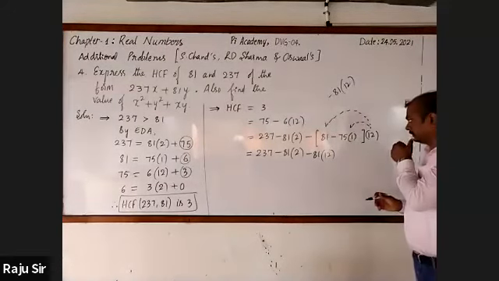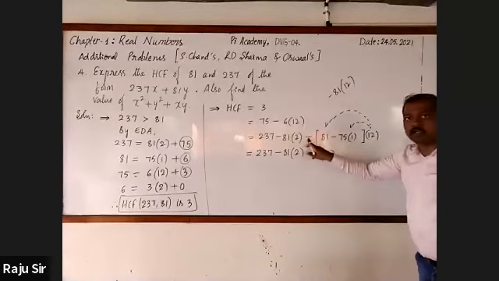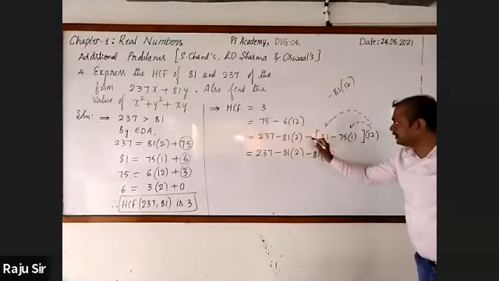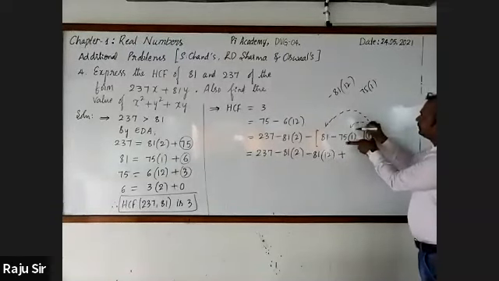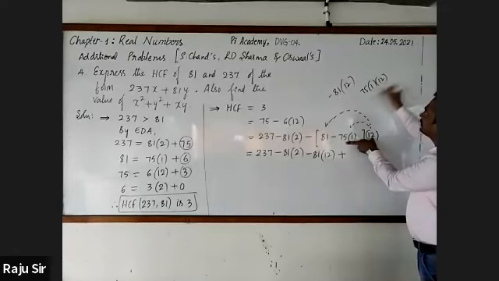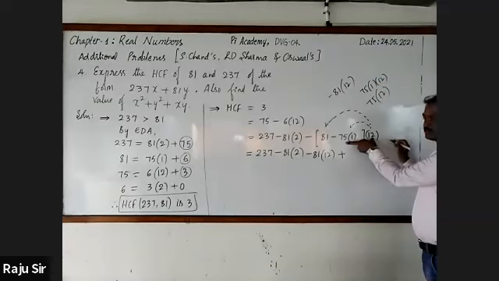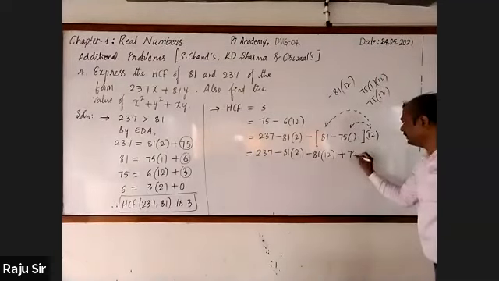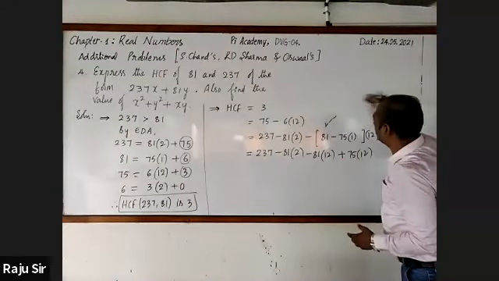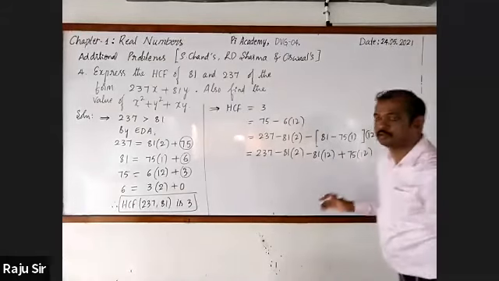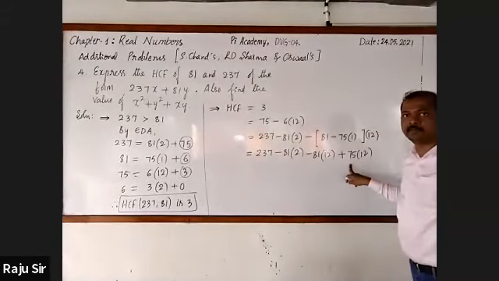Next. Next, observe. Here minus into minus is plus. 75 one time is there. Outside the bracket 12 is there. Multiply. It will be 75 12 times. Here I write 75 12 times. Please ask me if you have any doubt. Do you have a doubt in this step? No, sir. Okay.